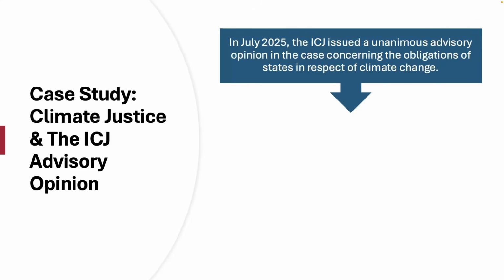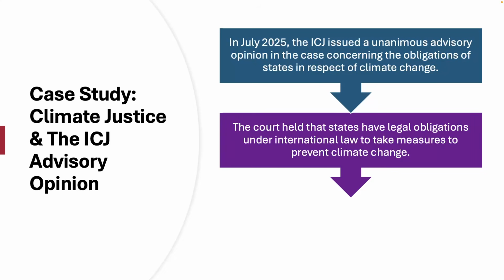opinion. In July 2025, the ICJ issued a unanimous advisory opinion in the case concerning the obligations of states in respect to climate change. The court held, essentially, that legal obligations under international law existed to take measures to prevent climate change and to protect current and future generations. And that in failing to do so, the state's actions or inactions may constitute an internationally wrongful act. We'll get to state responsibility for internationally wrongful acts in future lectures, but this is a huge step.